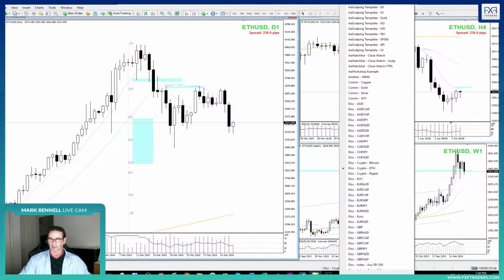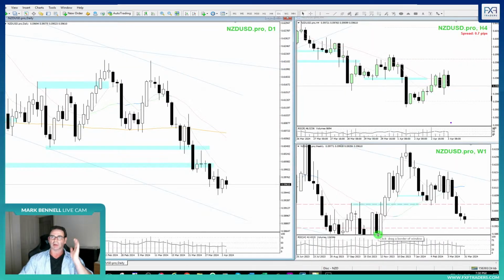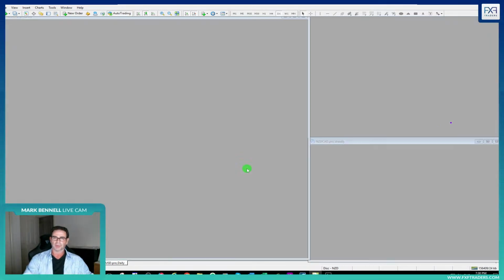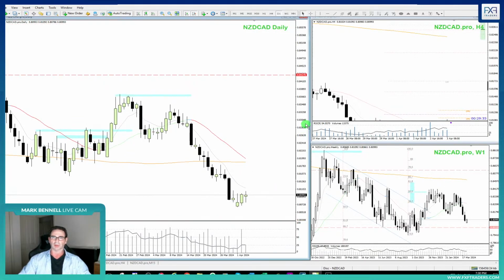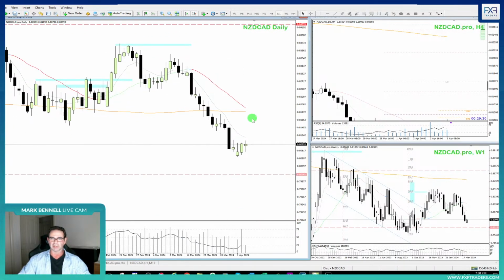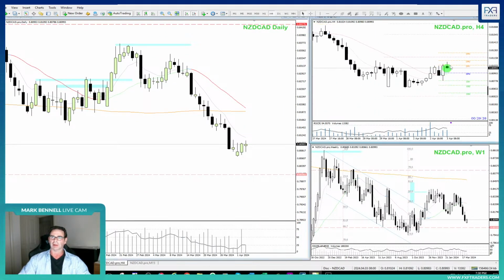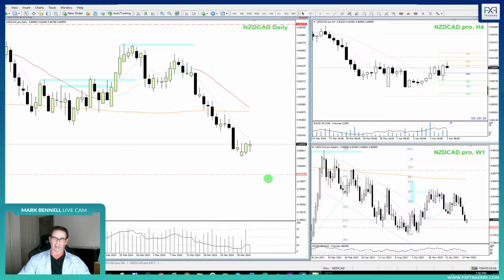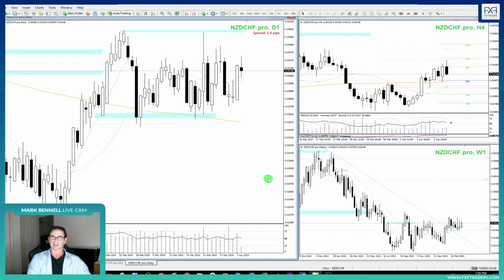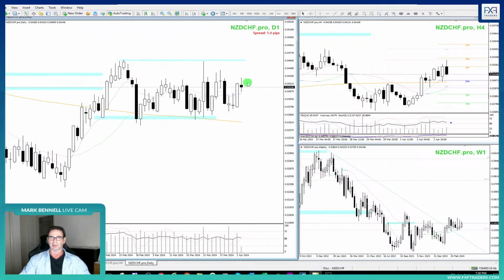I'm just going to finish going through the pairs, folks. I'll show you what I'm seeing. New Zealand, there's nothing much here. It's too close. So this is how I do it when I go through. New Zealand CAD is not bad for the separation trade down the track. We're already getting what we want to see on the 4 hour. So that'll be probably tomorrow or next week. New Zealand Swiss. This is back up into this region here. This is okay.